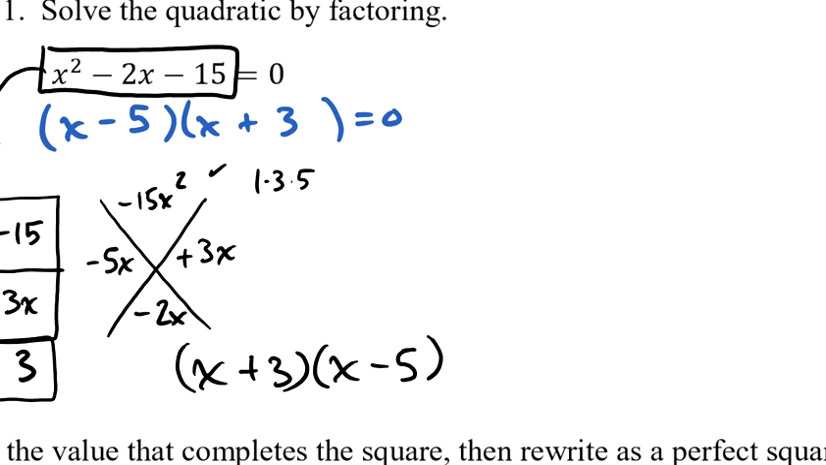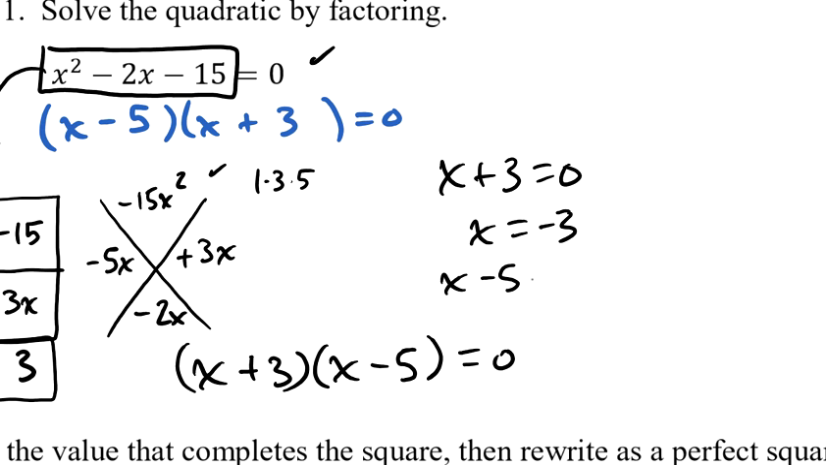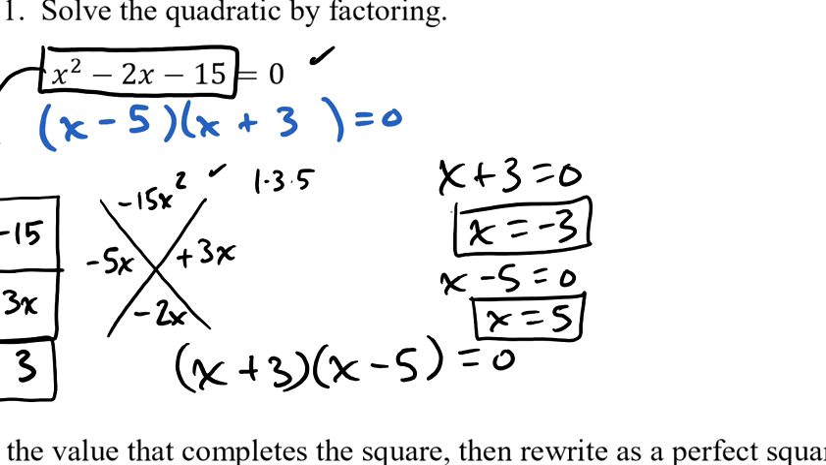because this is equal to 0, right? I can now use the zero product property and set each one of these equal to 0. For this case, x would be -3, and for the other one, I've got x minus 5 equals 0. Therefore, x is the number 5. So my two solutions here are -3 and +5.